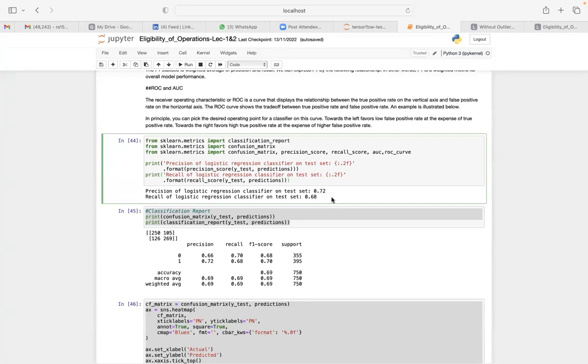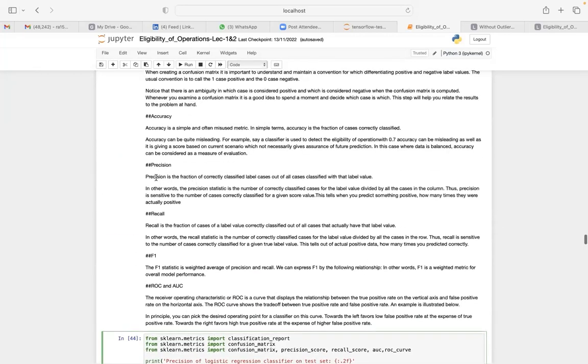Okay, so when we see precision and recall, there are certain conditions. If you go by the definition, precision is the fraction of correctly classified label cases out of all cases classified with that label value. In other words, precision is the number of correctly classified cases for the label value divided by all the cases in the column. So it is sensitive to the positive cases that you have predicted, whether they are actually correct or not. Actually positive or not.